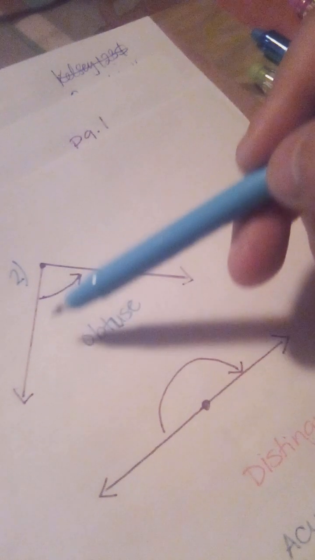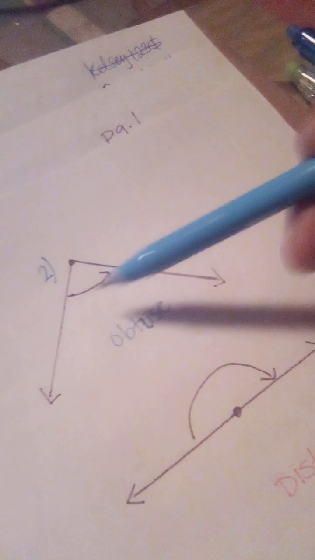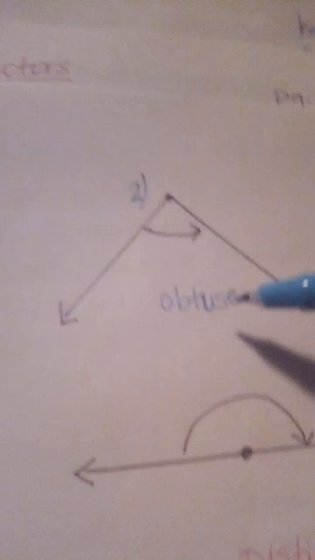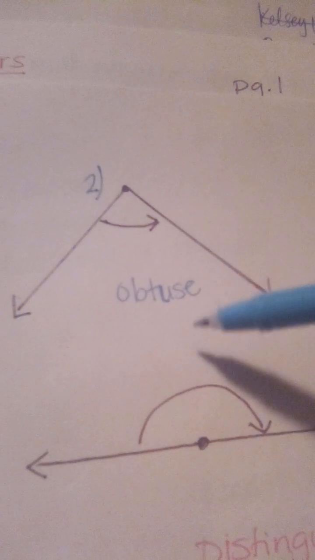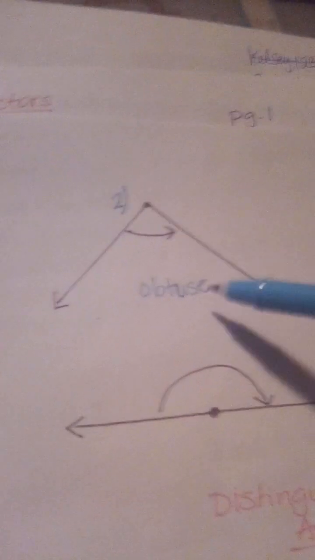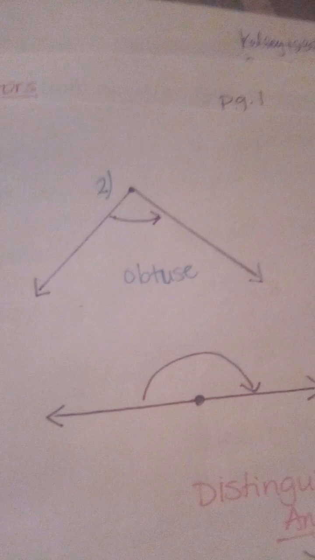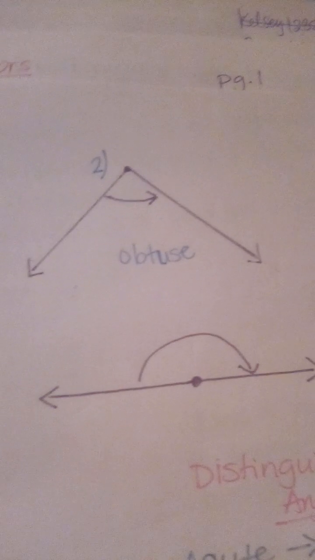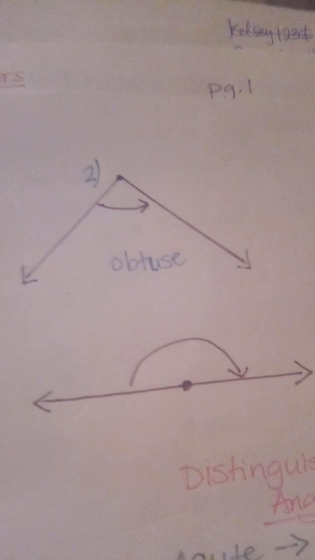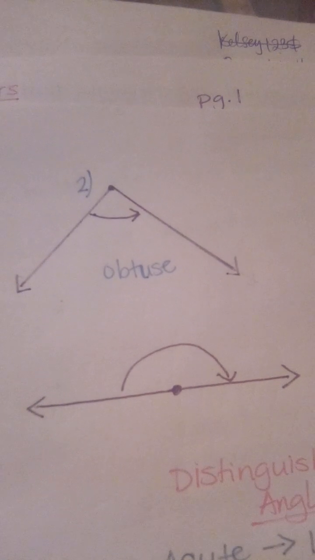Because when you look at it this way, it opens outward a little more. It measures more than 90 degrees, but less than 180. So that is a big difference, and that's how we got obtuse. Any questions on number two? All right, let's go on to number three.